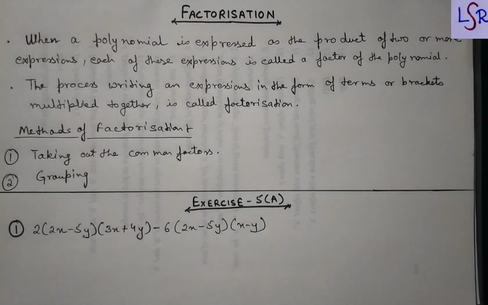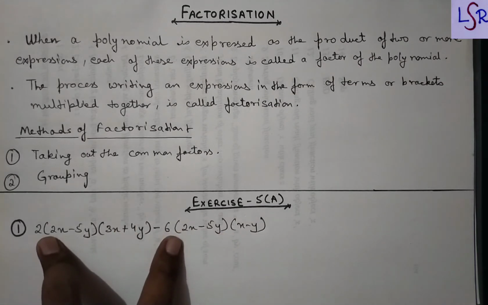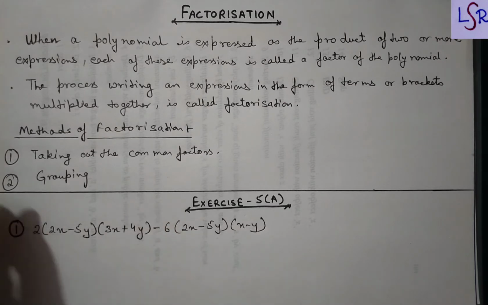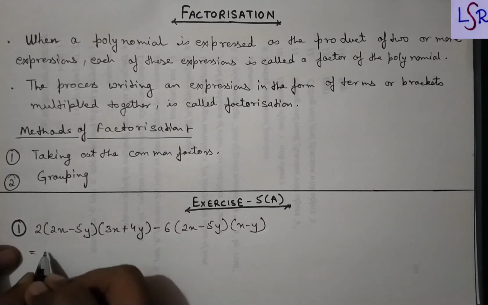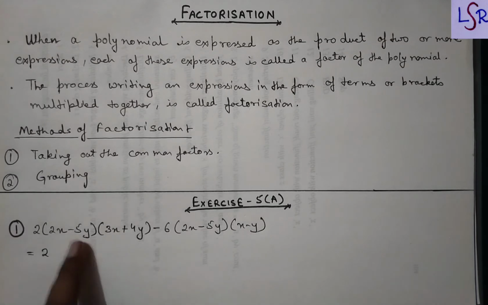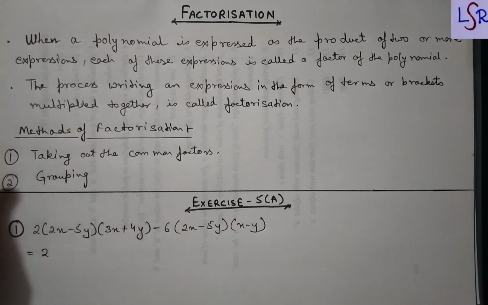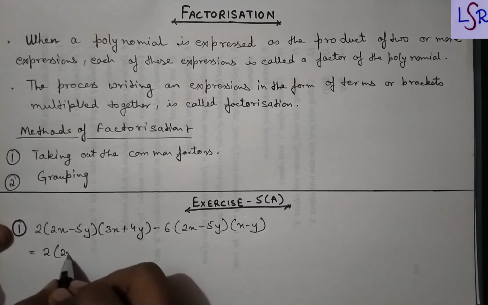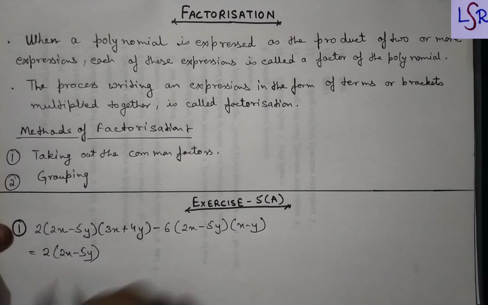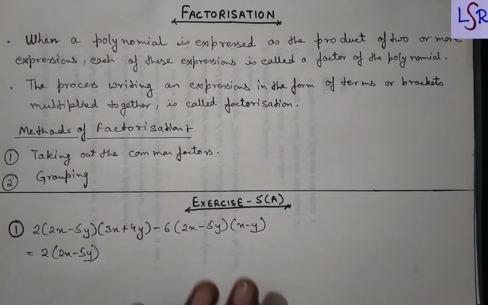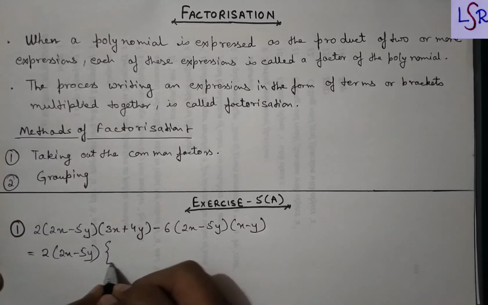Here we go with the first part of this exercise, and we see we are having two brackets and a number over here. Here again two brackets and a number. Now from the numbers 2 and 6 we can take 2 as common, so we write 2 over here. Then from the brackets we can take this bracket 2x minus 5y as common. So we write this one, 2x minus 5y, and this can't be taken as common, so the remaining part will be written in the next bracket.